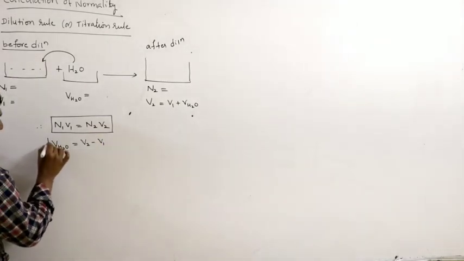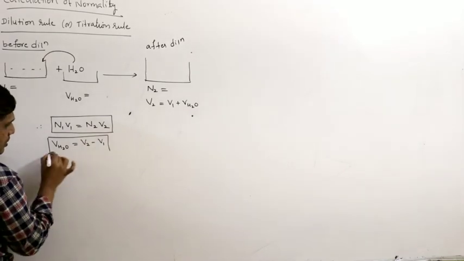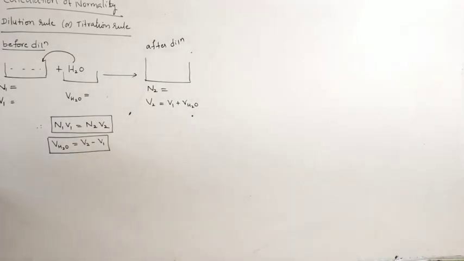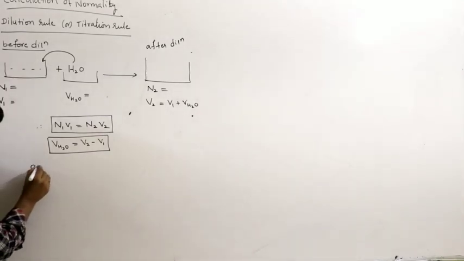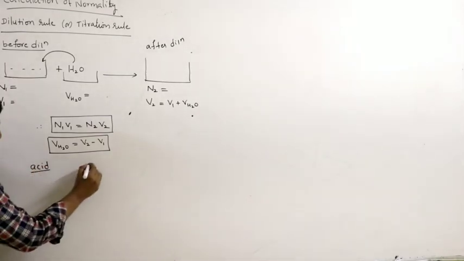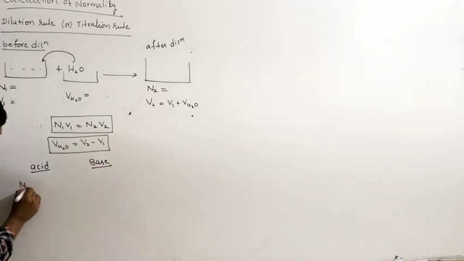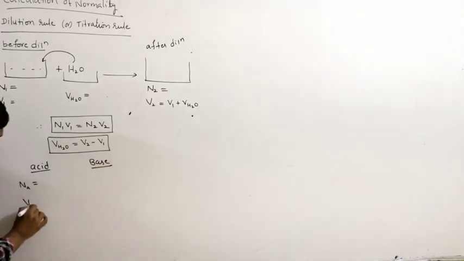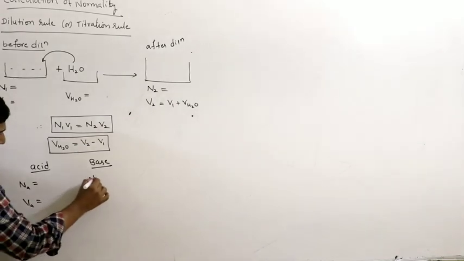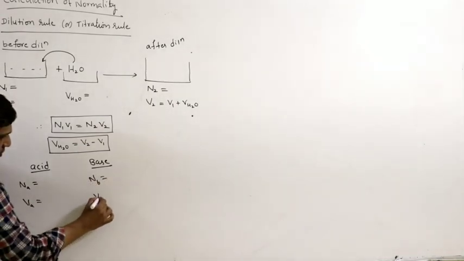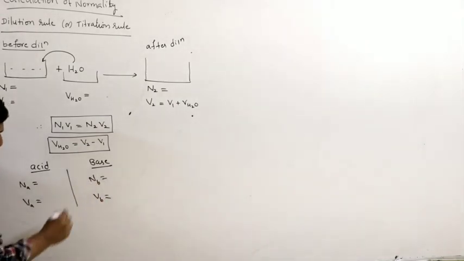Final volume minus initial volume. So coming to titration rule. So what happens here? Some acid will be given, base is given. So normality of acid Na, volume of acid Va, normality of base Nb, volume of base Vb. This information will be given.